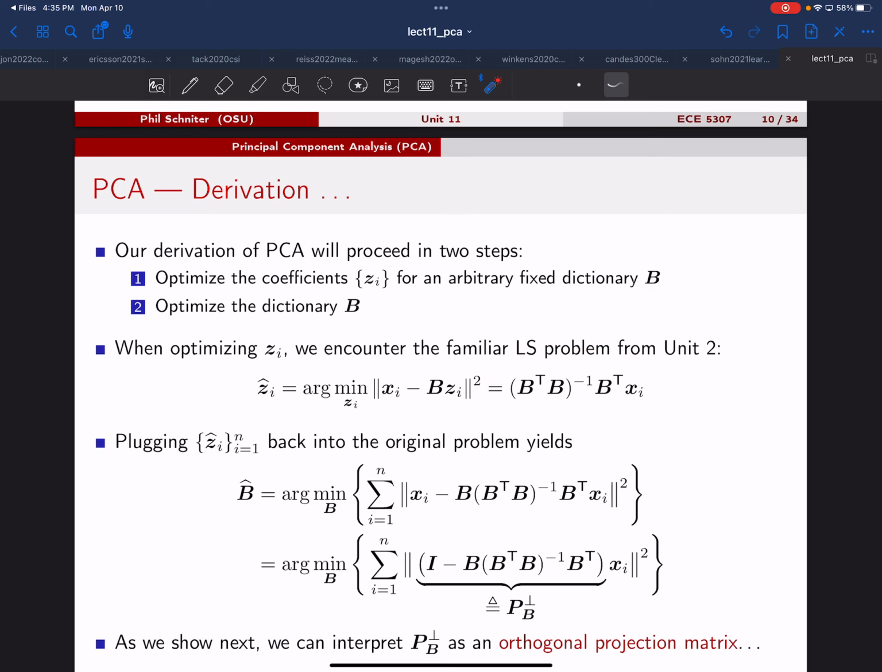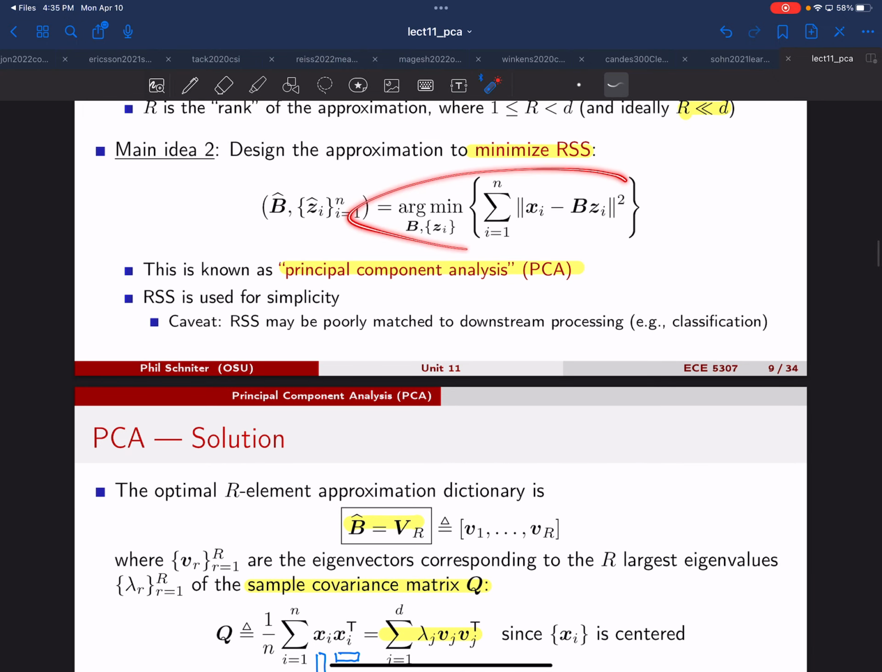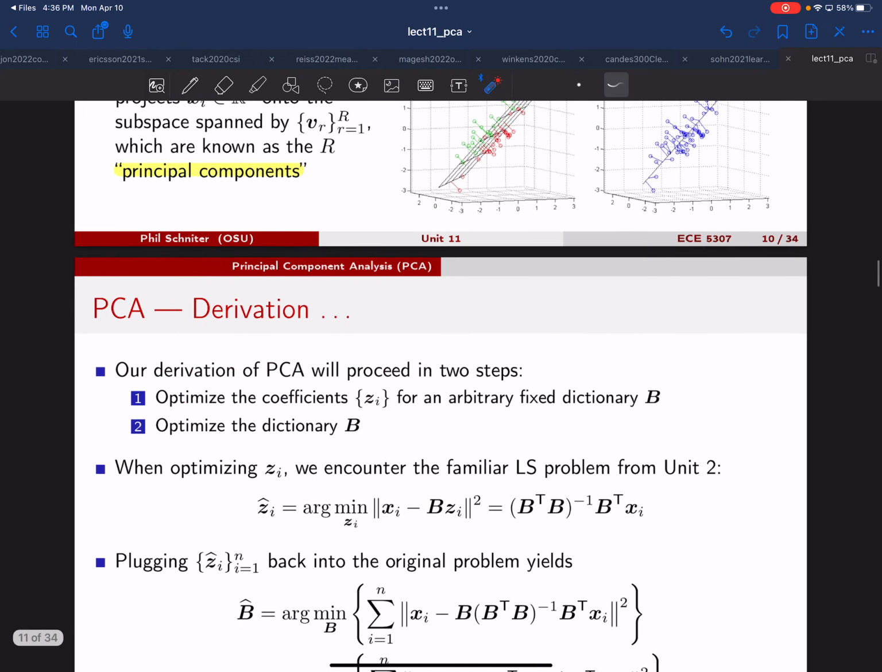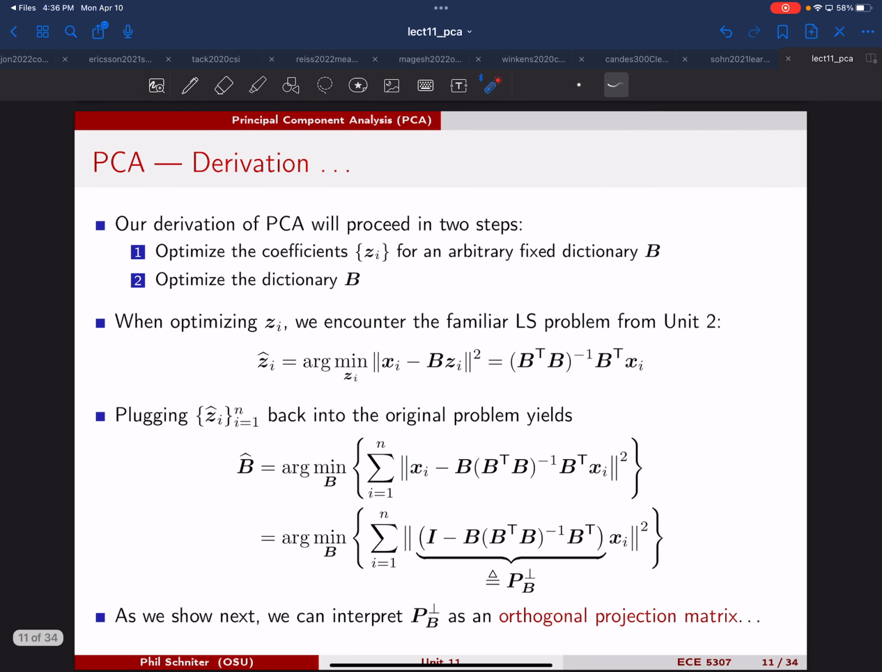So that's done. Now let's plug that optimal z hat i back into this expression. And then we get this expression here, which is a bit more complicated, given that our objective is to optimize b, right? How do I do this? B is in there in a convoluted way. It's inside this matrix inverse and all that. So how do we actually do this optimization? That's what we have to work on for a number of slides. But that's our objective.